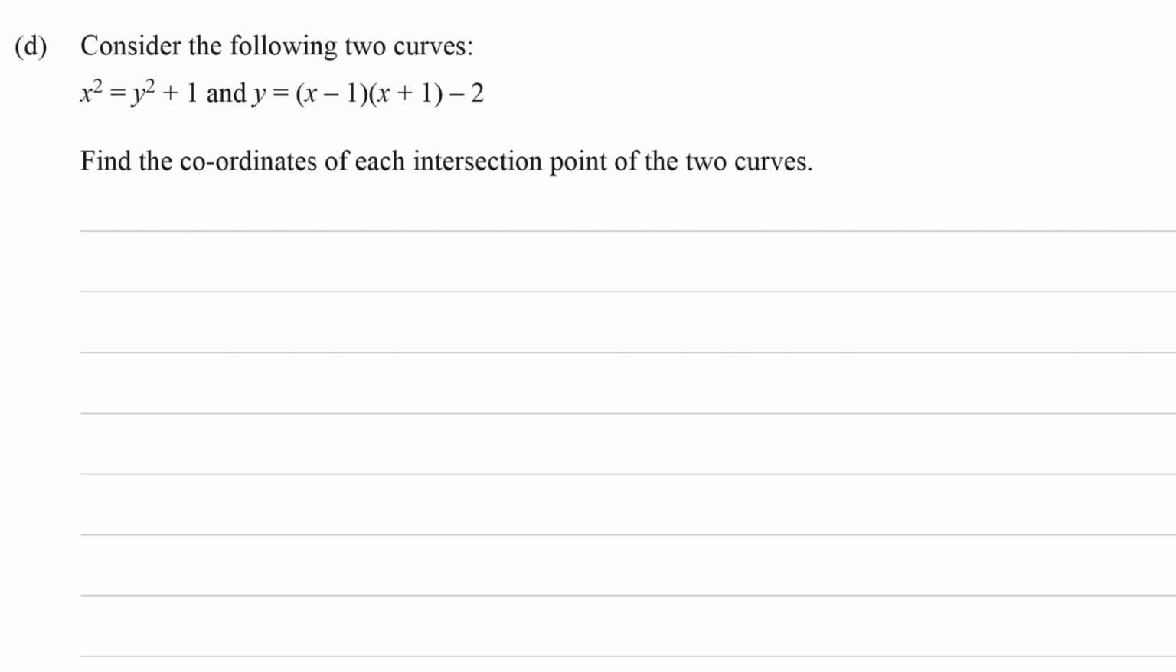Okay, we are given two curves, and we're asked to find the coordinates of each intersection point. So it could be more than one. And since we have some squares floating around in both equations, the right hand side's a quadratic, the left hand side's actually a hyperbola, so we would expect more than one solution, usually.